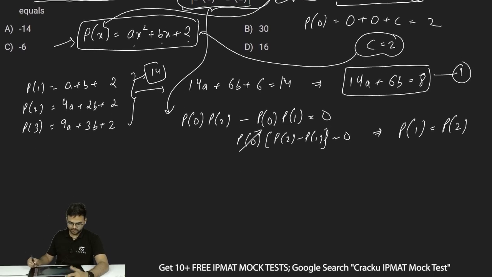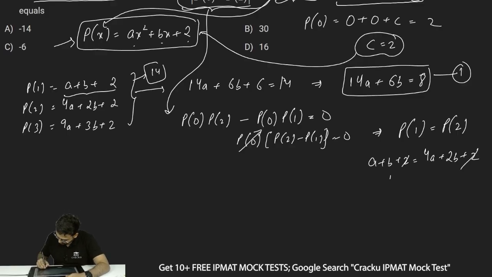Now what is my p of 1? P of 1 is a plus b plus 2. So a plus b plus 2 is equal to p of 2, which is 4a plus 2b plus 2. So this 2 and 2 will be cancelled out, and we can write b is equal to minus 3a. Solving this, we'll get b is equal to minus 3a.